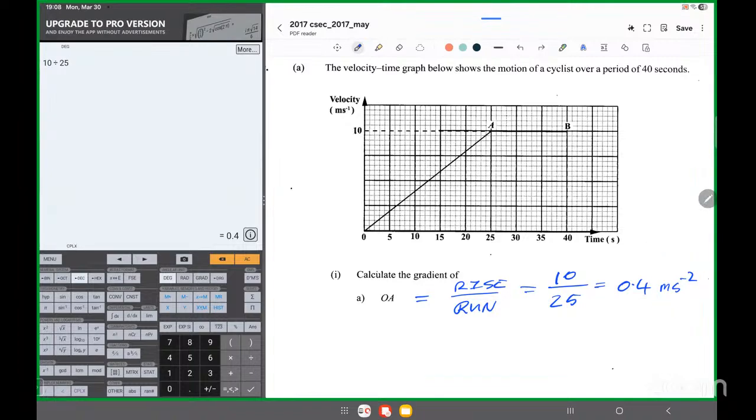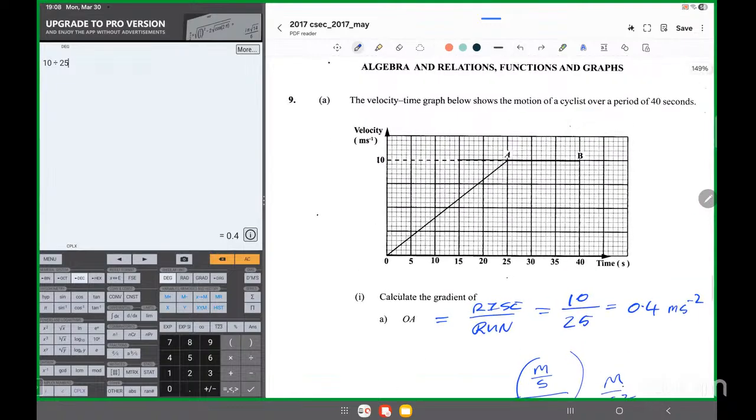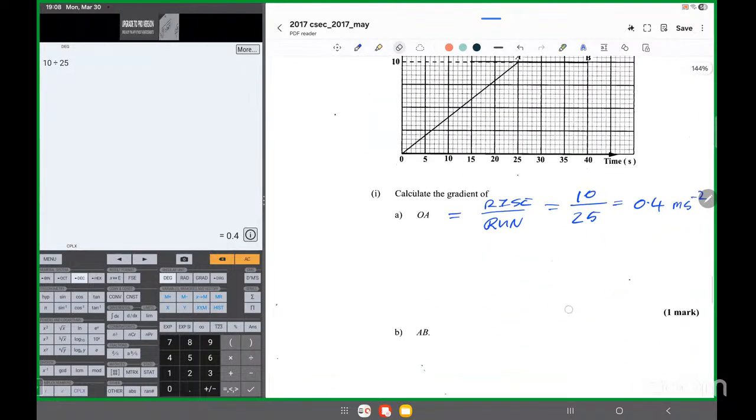Why is it meters per second squared? Because the speed is in meters per second, so meters over second. And the time is in seconds as well. So you have meters over second divided by second. It becomes meters over second squared. That's why it becomes meters per second squared. Alright?